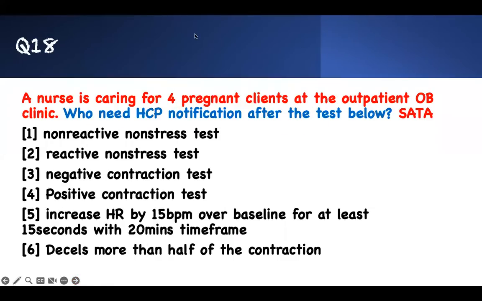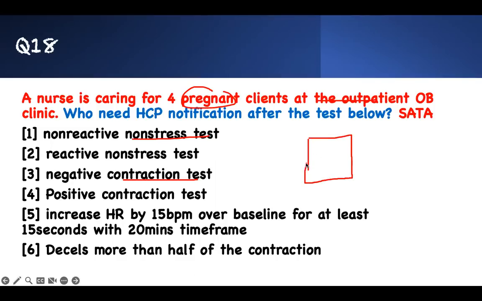And this is caring for 4 pregnant clients at outpatient OB who need HCP notification after the test. So it's taking care of 4 of them. Who do we need to see? And then when we see them, call the doctor to be seen. So there's a bunch of stuff here. Non-stress tests and contraction tests. I just do it easy.